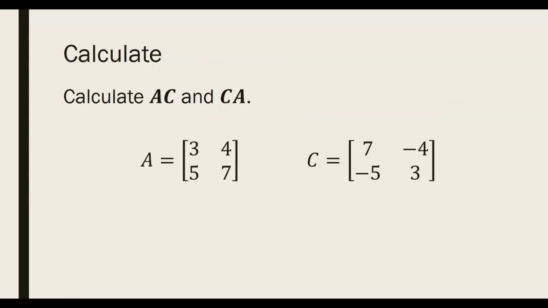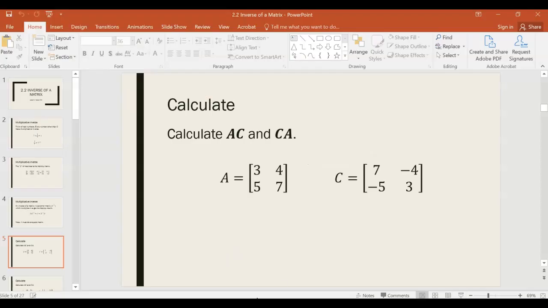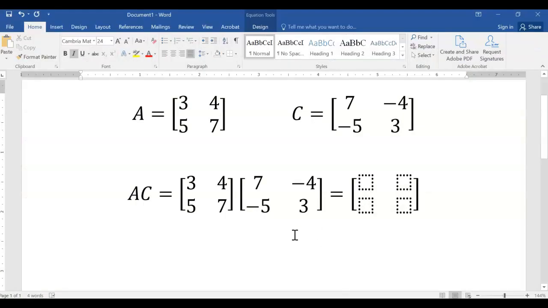Now I want you to just calculate and multiply A times C, and then multiply C times A. Go ahead and push pause on the video and see how that turns out. Okay, so basically what we're doing is we're taking A and C. First I'm going to multiply A times C, and then I'll switch the order and multiply C times A. So first A times C.